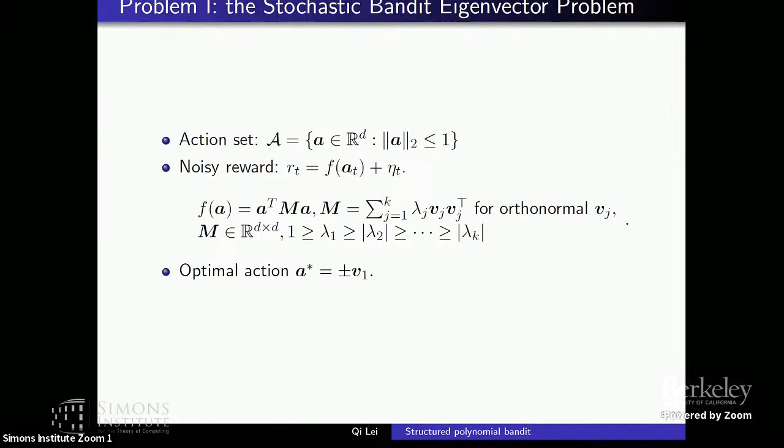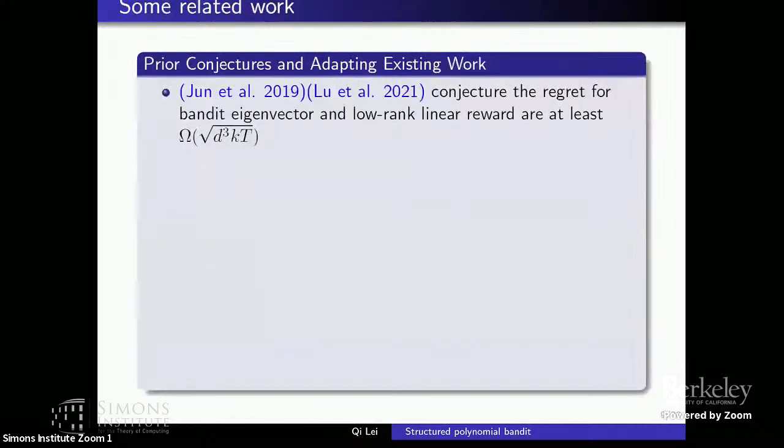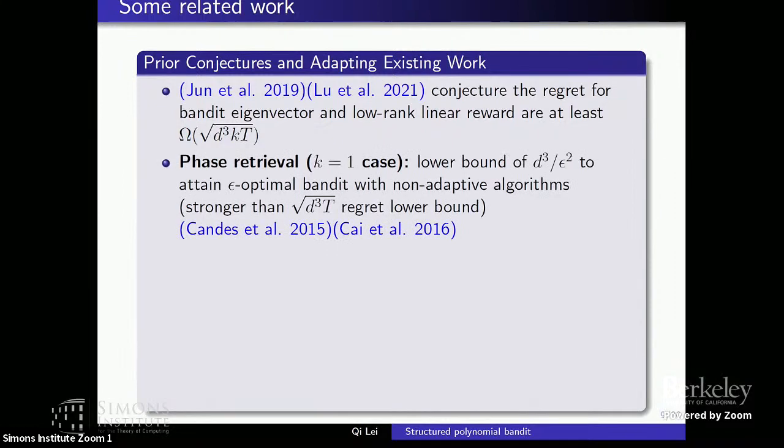Okay, for this kind of problem, it actually attracted quite a lot of studies before. For example, Jun et al. and Lu et al. developed some upper bound of this form, square root of d cubed k times T. They also conjectured that this dependence on d is optimal. We will see in the next slide why they think that.